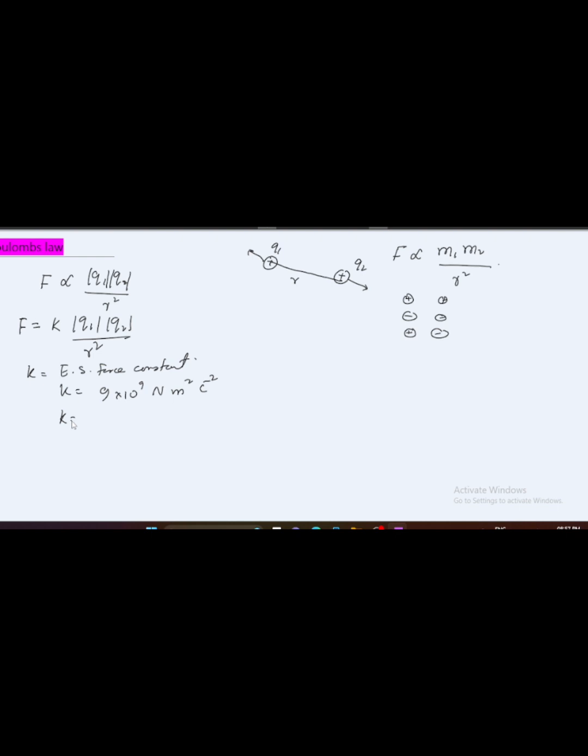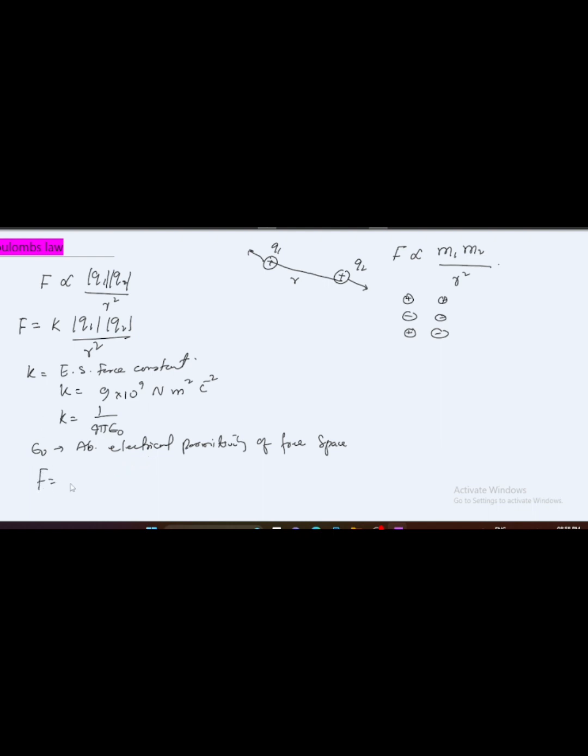We also write K equal to 1 divided by 4 pi epsilon naught, where this epsilon naught is the absolute electrical permittivity of free space. Because if we change the medium, the force between the two charges also changes, and the force is maximum in free space. So this epsilon naught represents the electrical permittivity of free space.